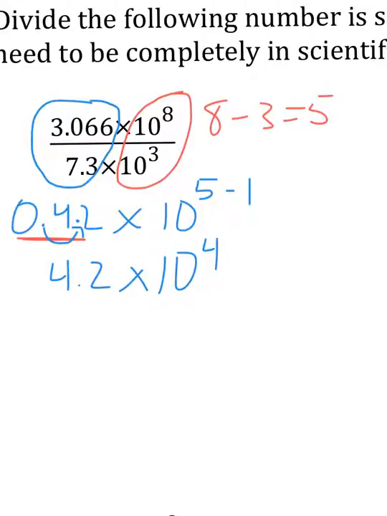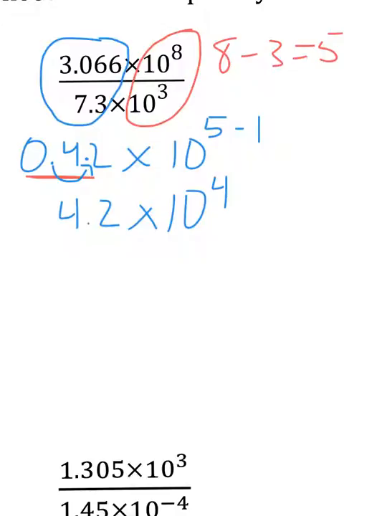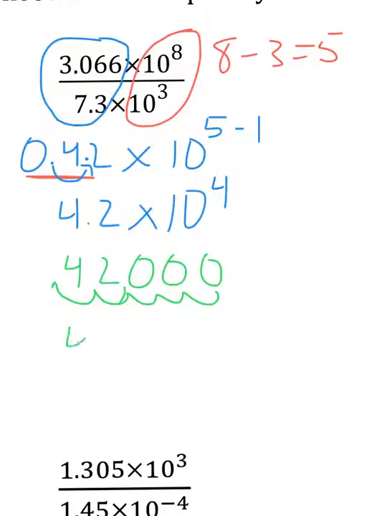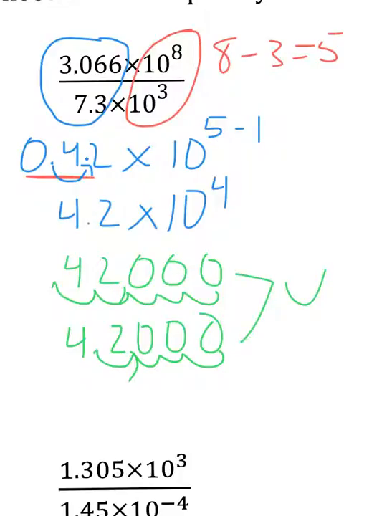Let's check our work to make sure that we did that right, okay? So 0.42 times 10 to the 5th. Well, we start with this 0.42. We have to move it 1, 2, 3, 4, 5 places to the right because we have a positive 5. That gives us 42,000. Now, if we had 4.2 times 10 to the 4th, we need to move our decimal place 1, 2, 3, 4 places to the right, which gives us 42,000. These are the same thing, so we know that that is correct.